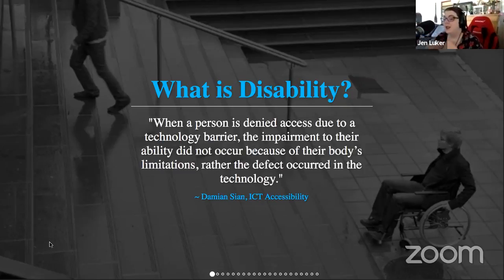So disability has less to do with the physical limitations that we have and has more to do with the technologies inhibiting our ability to interact with the world. It's not the fact that a wheelchair-bound person can't use their legs. It's whether there's an elevator available that can make them as efficient as the rest of us that do have legs that work.